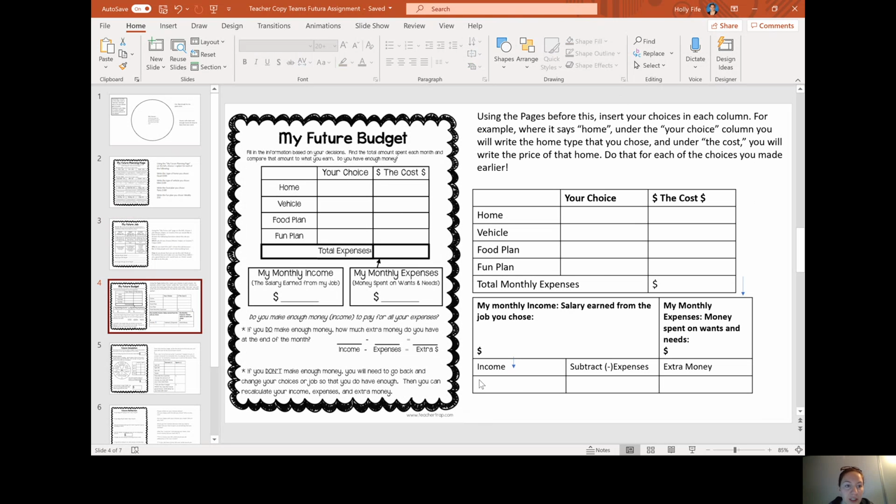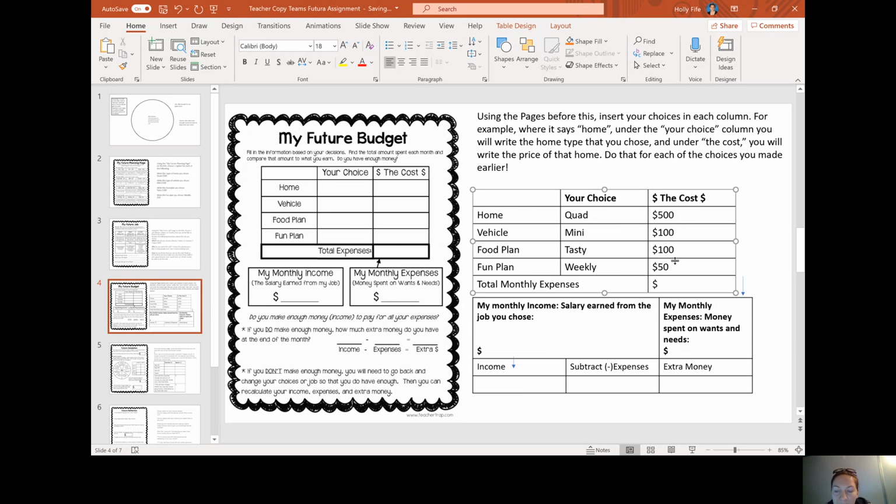Then we go to my future budget. So we've already made these choices on different pages. So like with this one, it says your choice, home and the cost. Remember, I chose the quad because my boys need their room. And I said that one costs $500 a month. Was that it? Vehicle, I chose the mini. Sorry for getting so close to the screen. I have to read it over there. And it was $100 a month. My food plan I chose was the Tasty. And that one was $100 a month. And my fun plan was weekly. And that one is $50 a month.